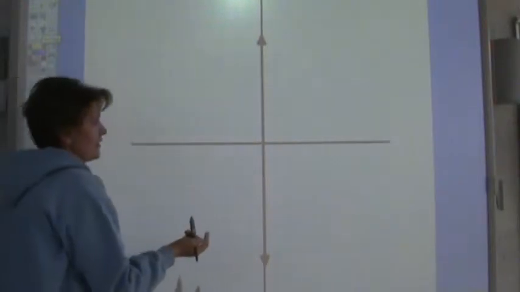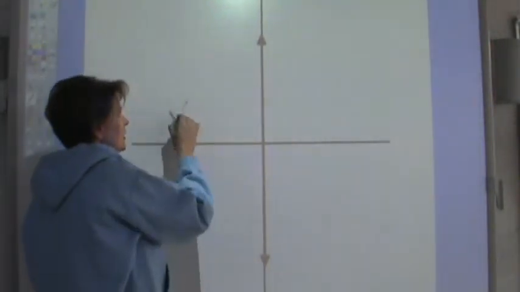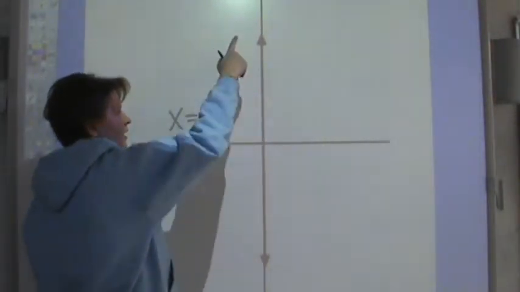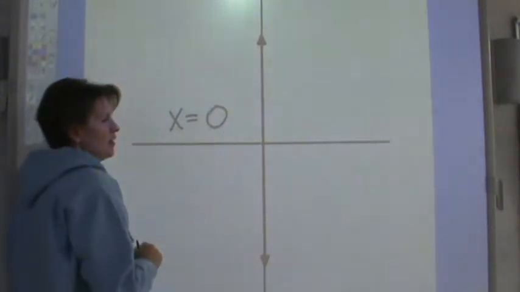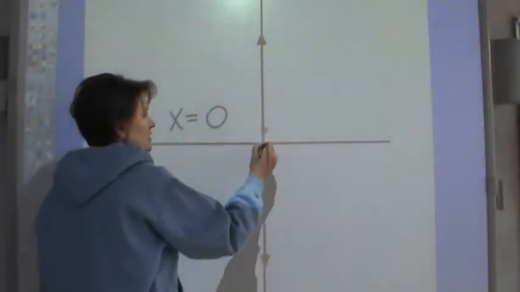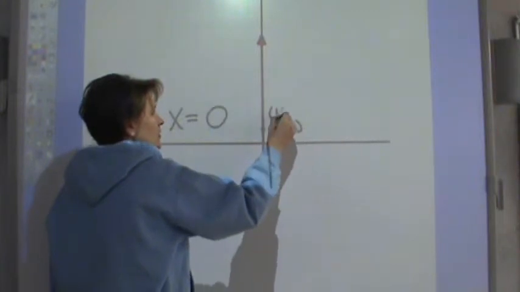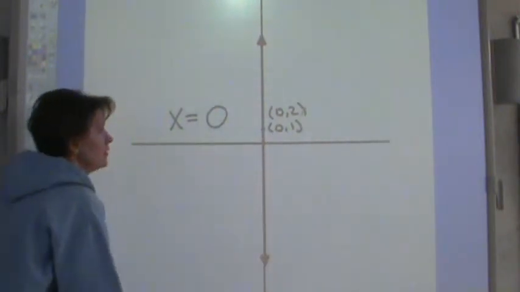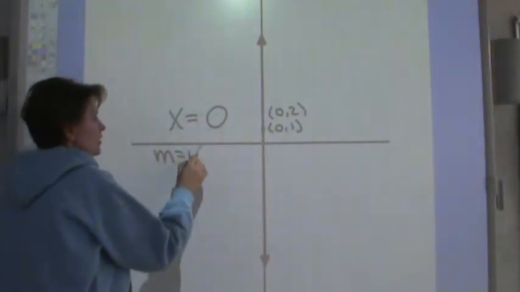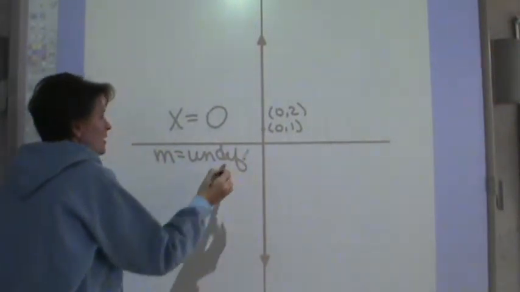If it's right on the axis, well, it's a vertical line, so it's x equals a number. Right in here is going to be x equals 0. So like 0, 1, 0, 2. All my x's are 0. And then my slope, because it's a vertical line, is going to be undefined.